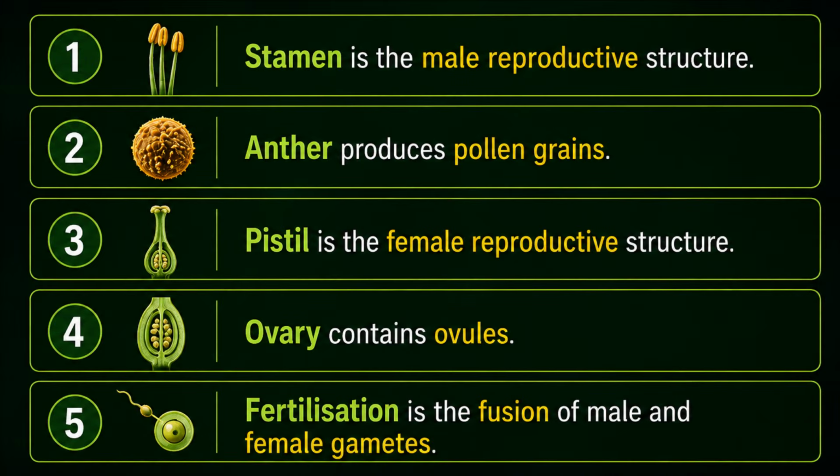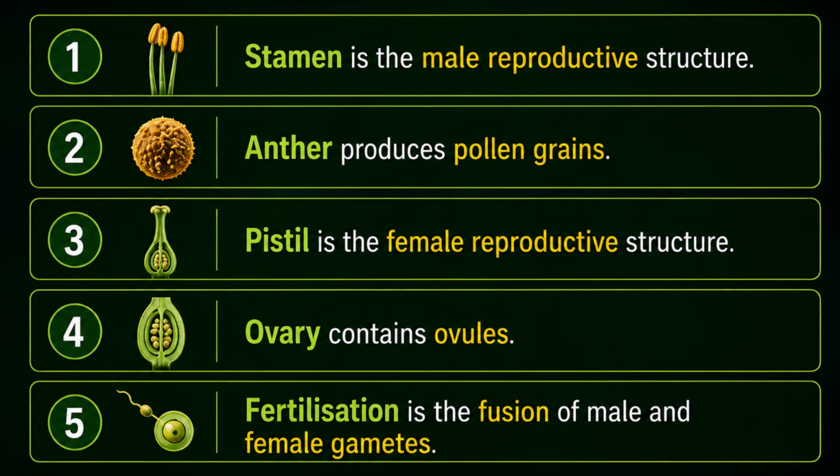Before we move ahead, let's quickly revise the 5 important points from this lesson. Number 1, the stamen is the male reproductive structure of a flower. Number 2, the anther produces pollen grains. Number 3, the pistil, or carpel, is the female reproductive structure. Number 4, the ovary contains ovules. And number 5, fertilization involves the fusion of male and female gametes, resulting in the formation of a zygote.